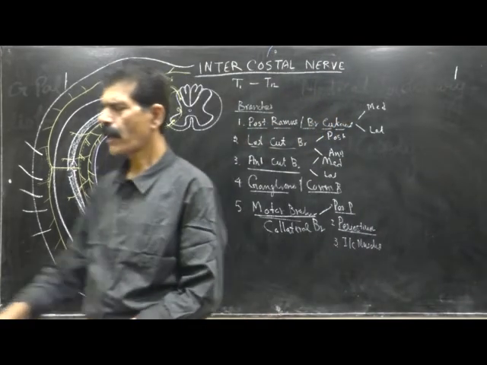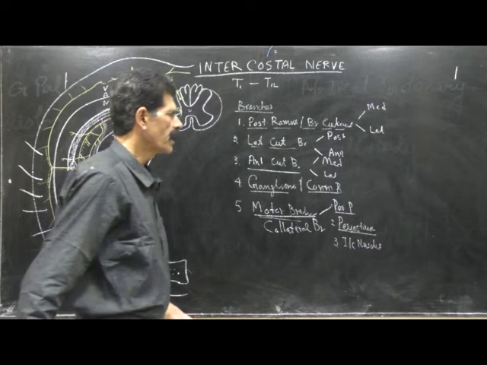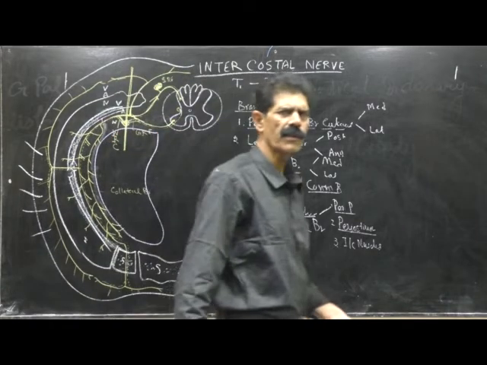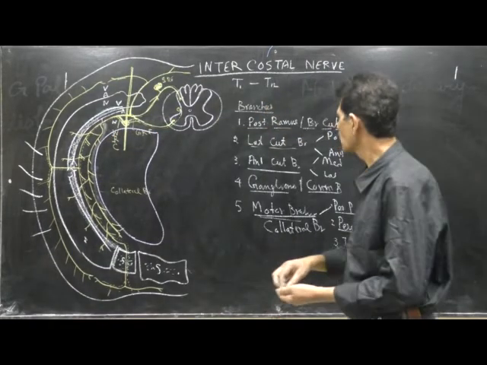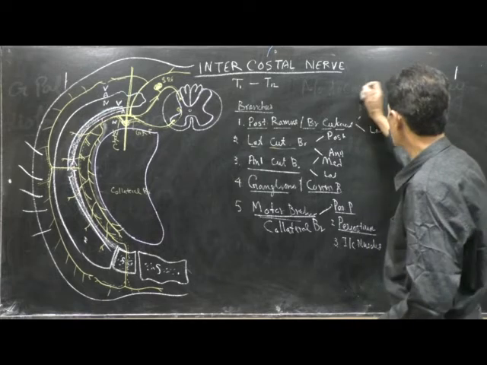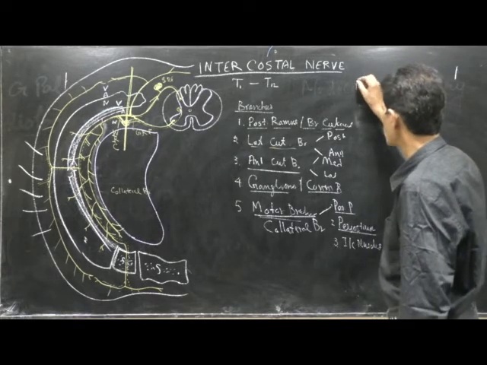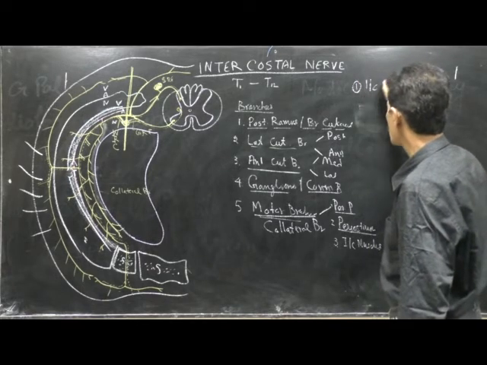Now comes the applied anatomy. In the applied anatomy of the intercostal nerve, the first and foremost important thing is intercostal neuralgia.